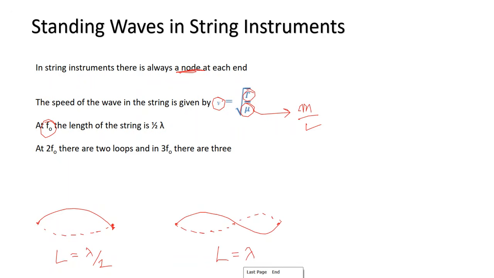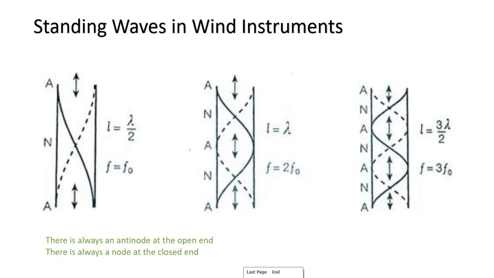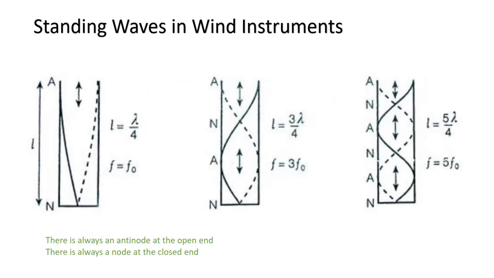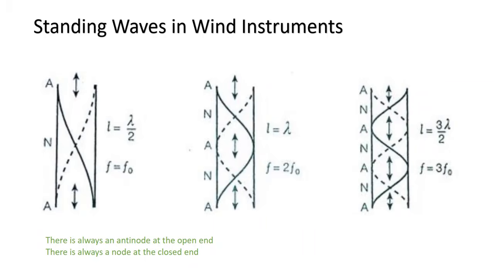So in recent years, most common questions are with standing waves in string instruments, but you have wind instruments in your exam as well. So we have to look at standing waves in wind instruments. There are two types of wind instruments. One is open-ended, where both ends are open, and you have closed-ended, where one of the ends is closed. So always remember, there is always an antinode at the open end and always a node at the closed end.